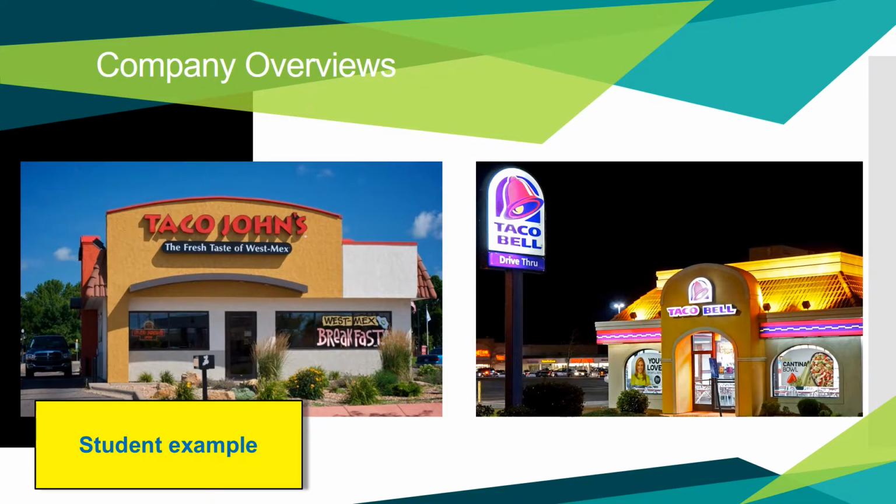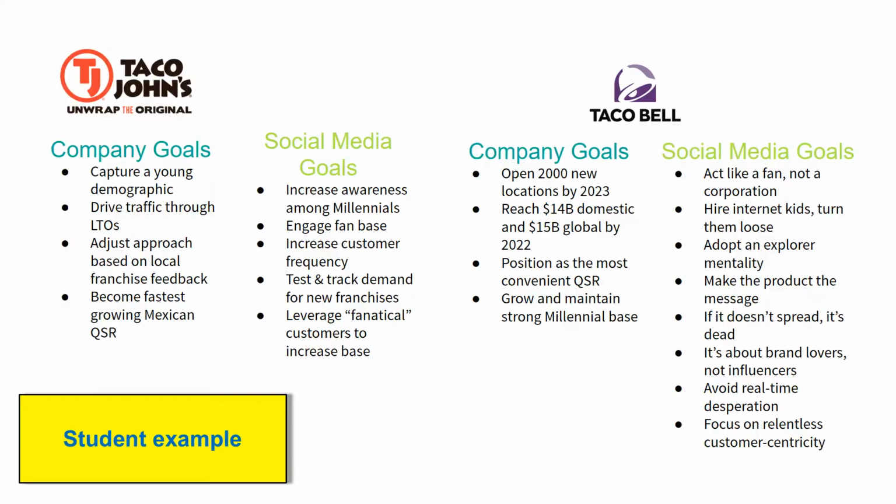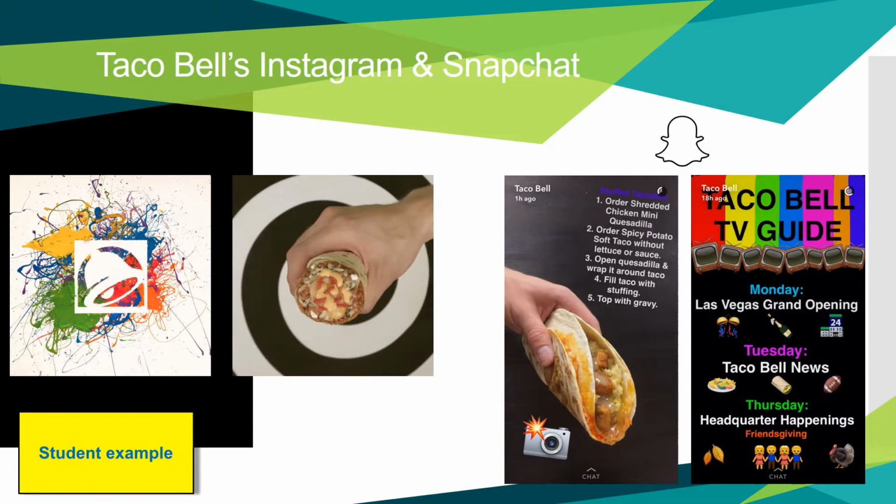So one student group, for example, chose Taco John's and Taco Bell, and they proceeded with their information gathering. What follows are just some abbreviated examples of what the group compiled. This presents each firm's corporate goals and social media goals. The group noted that some of the goals were on the company's website, some were taken from interviews with executives, and some were inferred from the group's research.